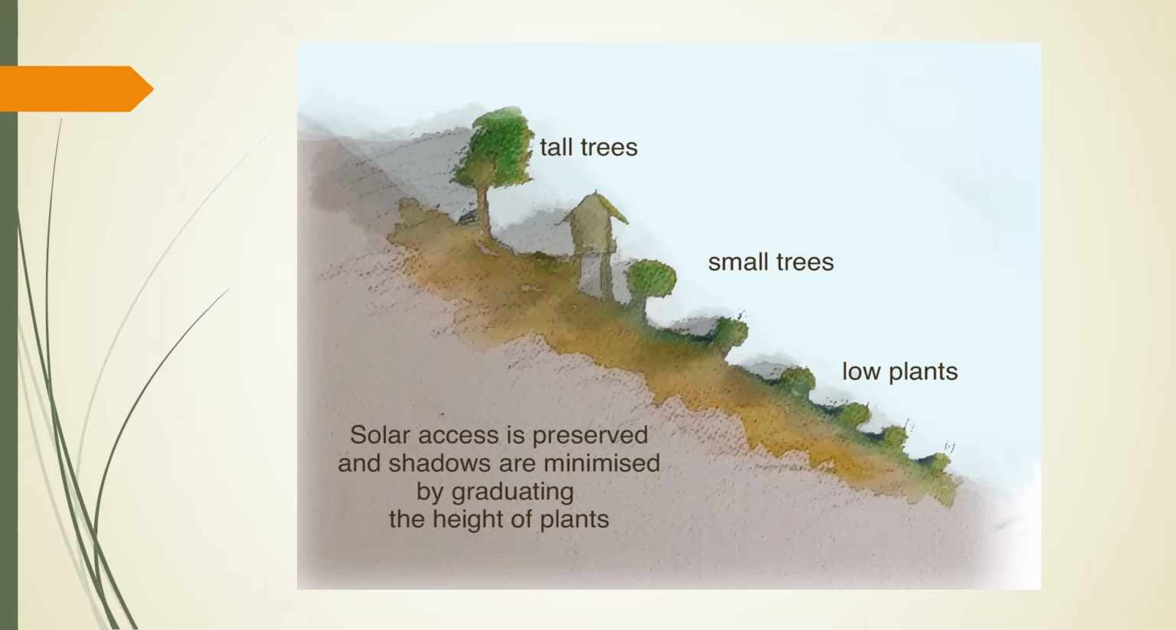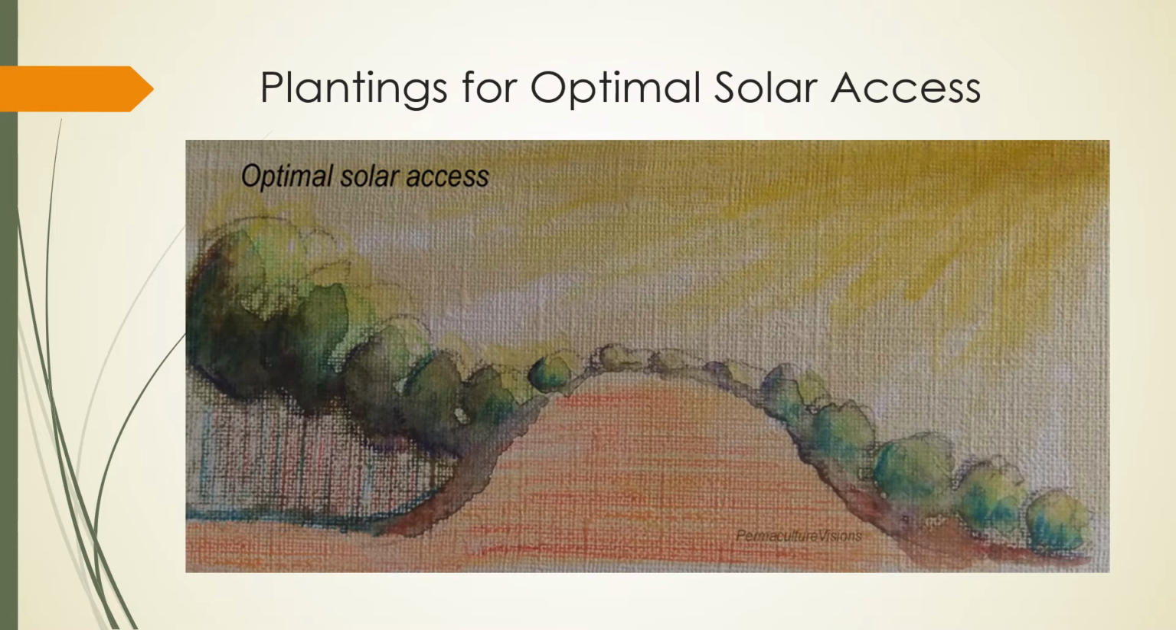This is how you can preserve the solar access on a slope, by allowing the sun to be able to greet all of the slope. You plant your tall trees at the top so they're not casting shadow over the other trees. So if we wanted the best solar access for a site or a village, we would have low growing plants on the sunny side, and we would have the tall ones in the shade.